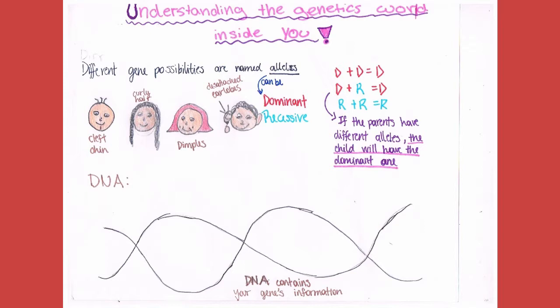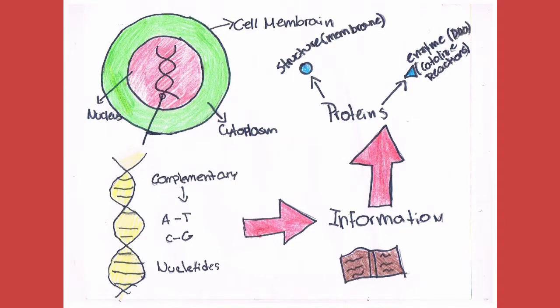Here are some examples of the dominant allele, which can be curly hair, dimples, or cleft chin. On the other hand, an example of a recessive allele can be detached earlobes. Let's have a look inside the cell.